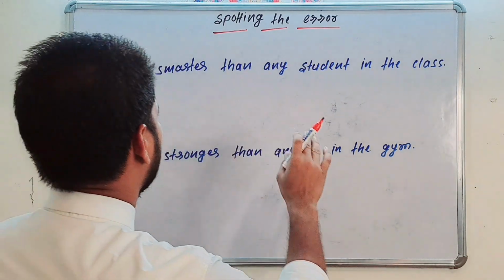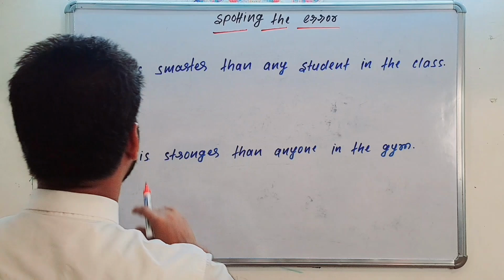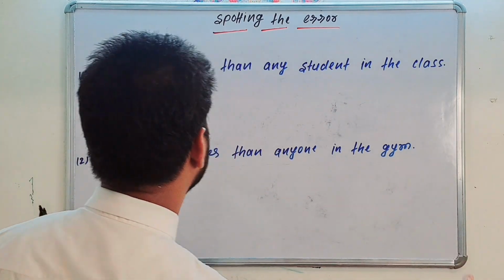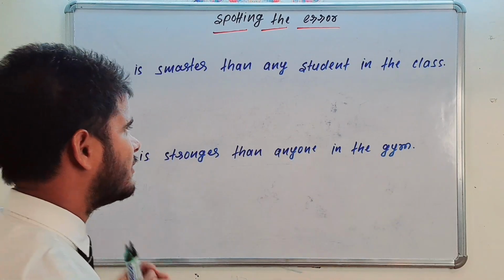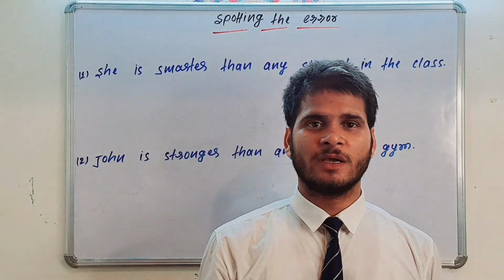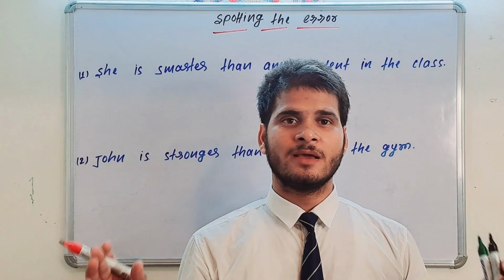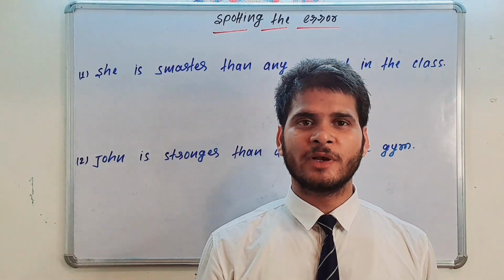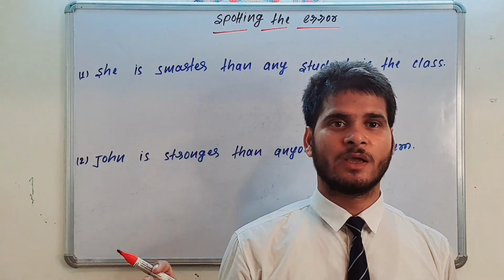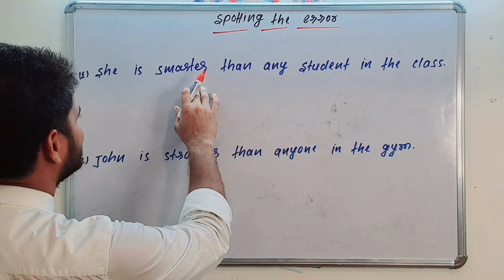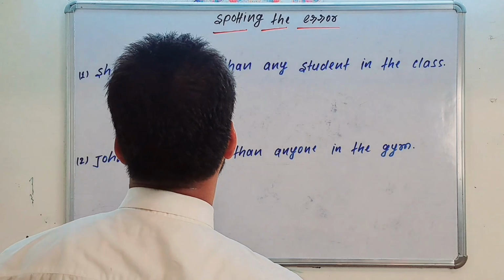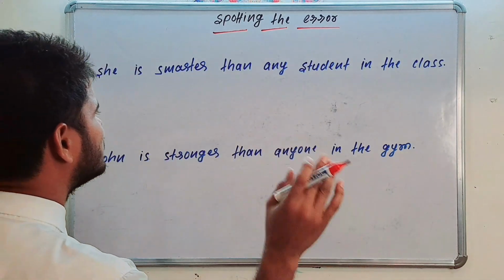She is smarter than any student in the class. You have to spot the error part. These two sentences are wrong. The sentences that I have written on the whiteboard are completely wrong, and you have to spot the error part. So here, see the first wrong sentence: She is smarter than any student in the class.